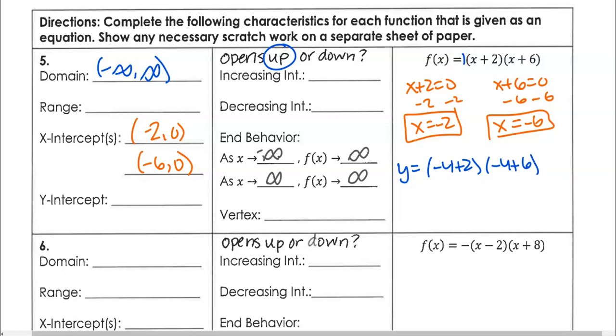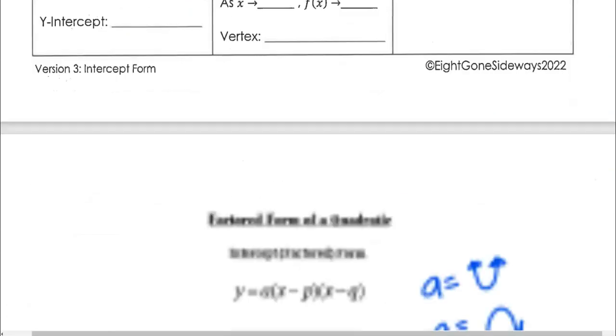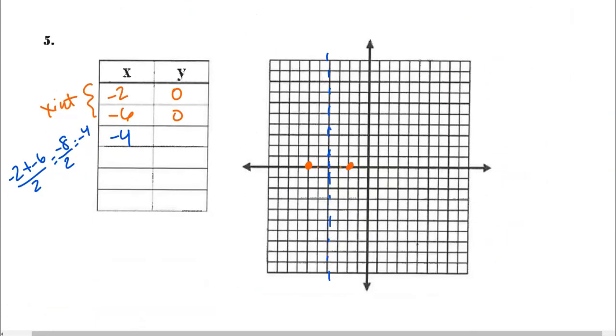What is negative 4 plus 2? Negative 2. What's negative 4 plus 6? Positive 2. What's negative 2 times 2? Negative 4. Yep. So we have a vertex of negative 4, negative 4. We'll come back down here. So we plugged it in, and we also got negative 4. 1, 2, 3. There's my vertex.